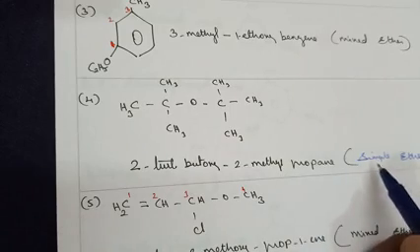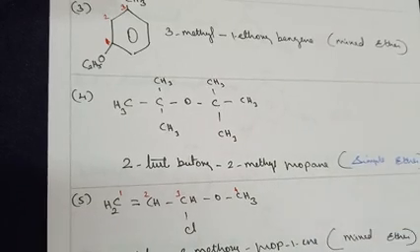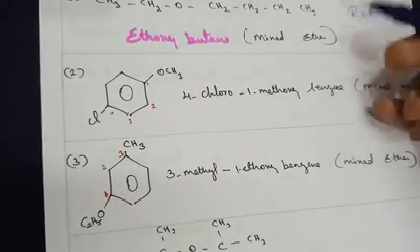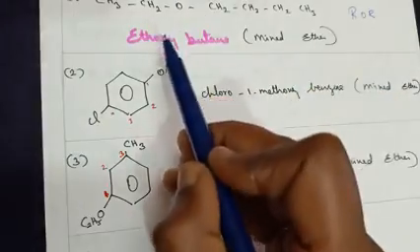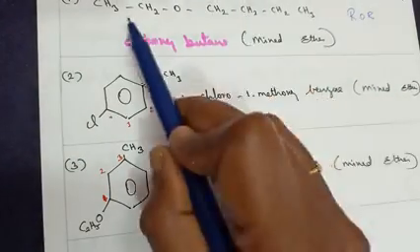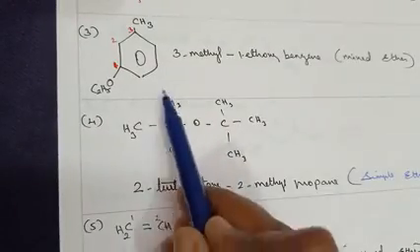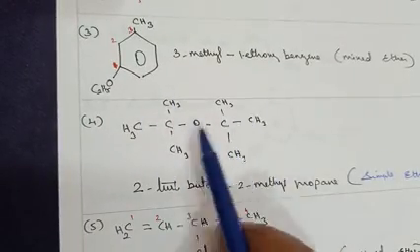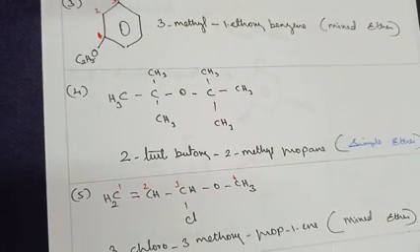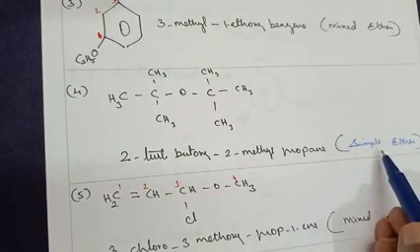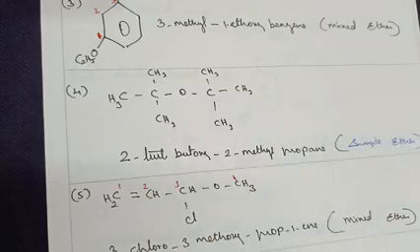Here again it's a simple ether. Why do we call it a simple ether? If you look at the previous questions you will understand. On either side of the oxygen the groups were not similar, they were dissimilar. But in this case on either side of the oxygen we have a similar group. So we can call it a simple ether, meaning both the groups are the same.